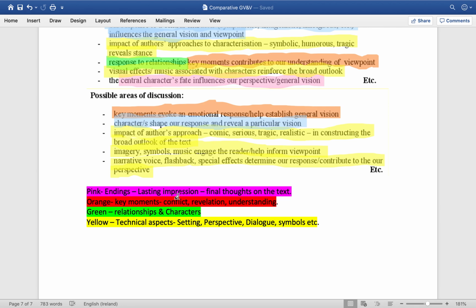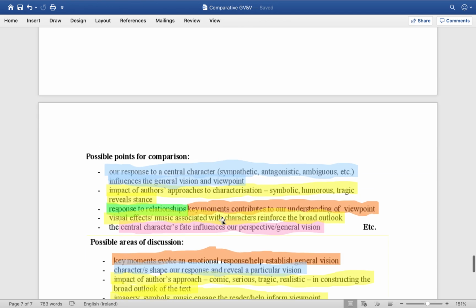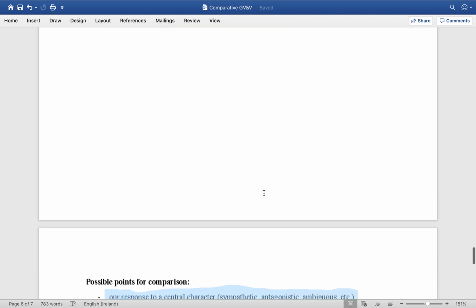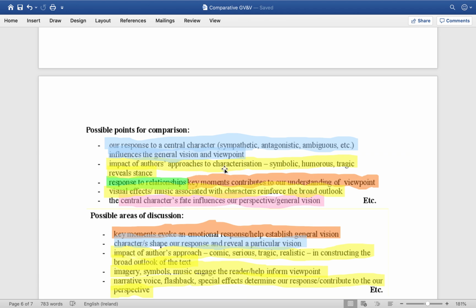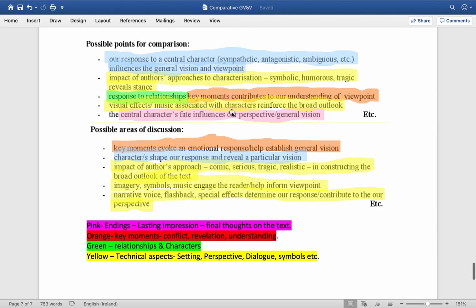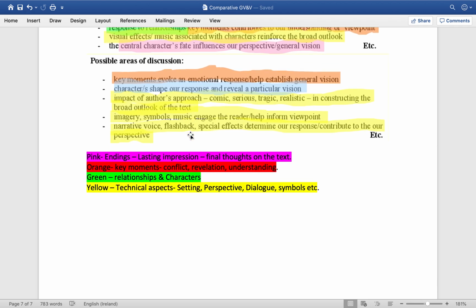And somewhat finally, we have yellow, which I feel are the technical aspects, the skills or techniques used by authors within their texts. So: experience of language, narrative, voice, imagery, presentation of events, music, special effects, graphic description may influence readers. Impact of authors' approaches to characterization, symbolic, humorous, tragic, revealed stance, visual effects, music associated with characters reinforce the broad outlook. You can see there for yourself the yellow parts, the technical aspects. The setting of the text can tell us whether it's positive or negative.